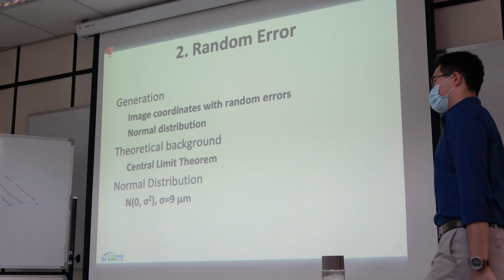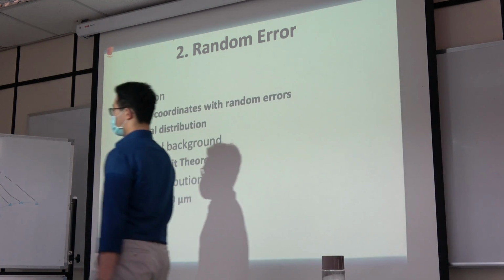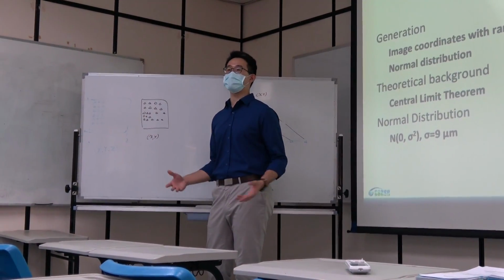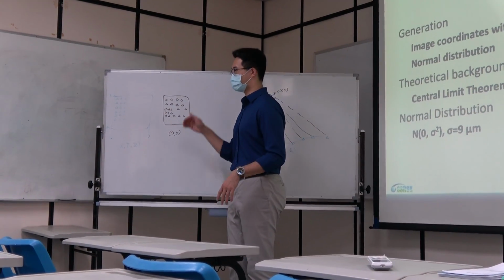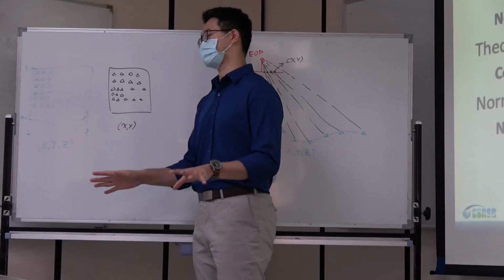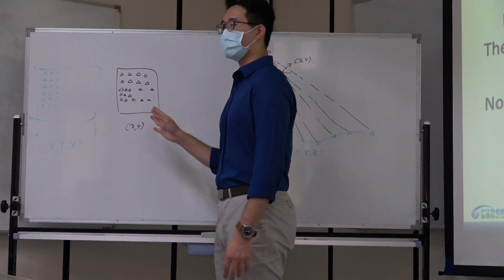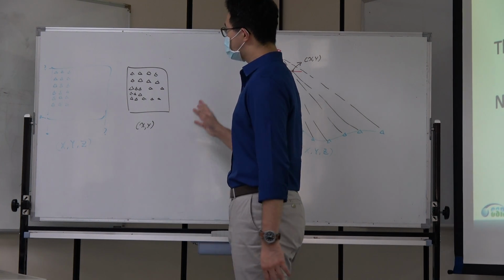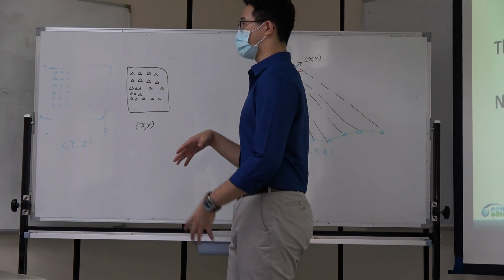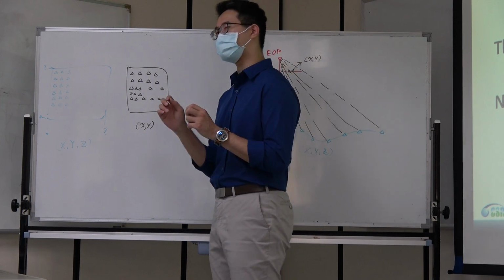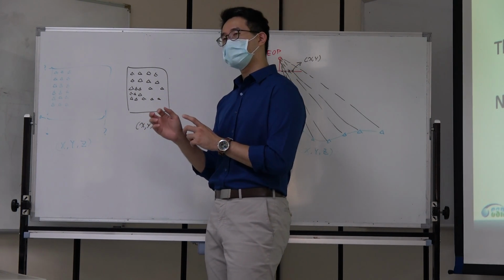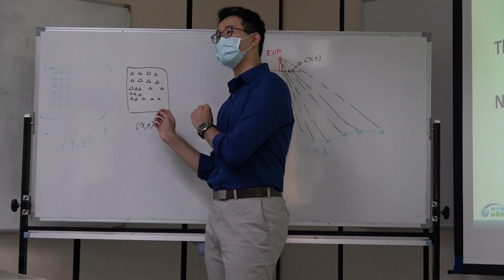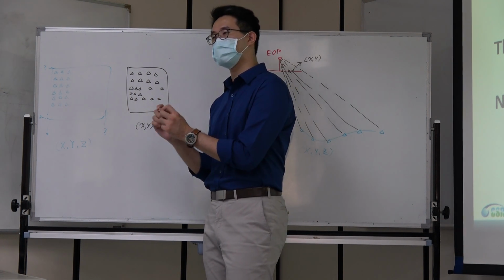Till now, these image coordinates you are getting are like the perfect image. It's like the perfect image that fits with your image geometry perfectly. But in reality, of course, that's not the case. So what we want to simulate is a little bit more realistic image. In this case, what we are doing is we add some random error to it.